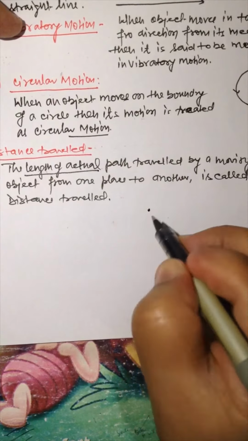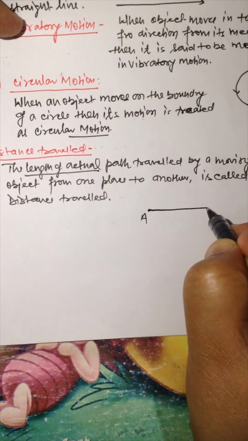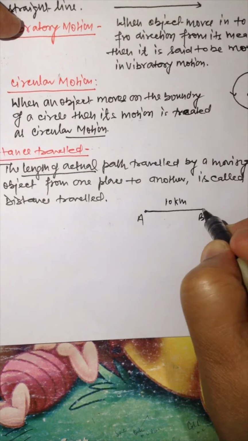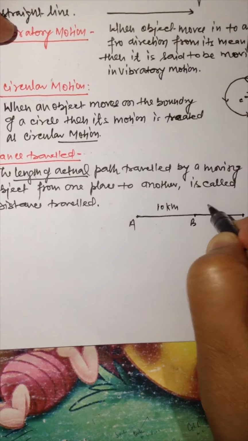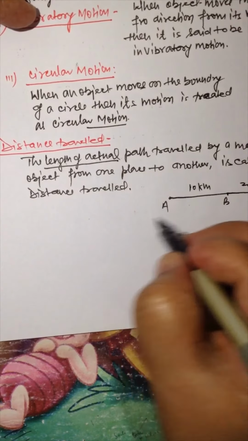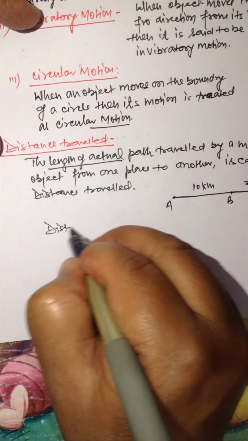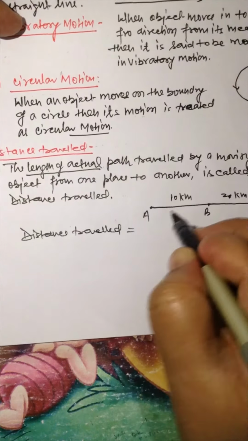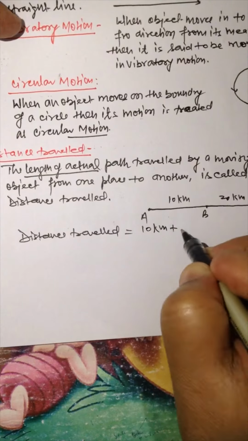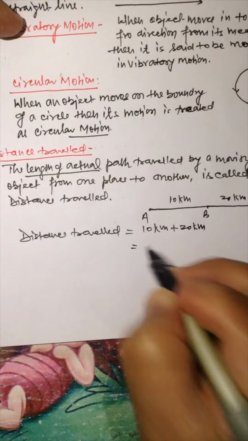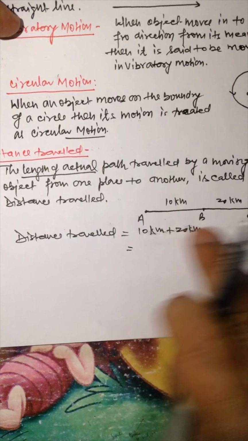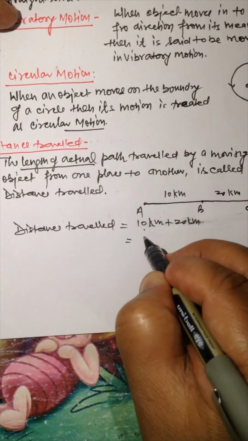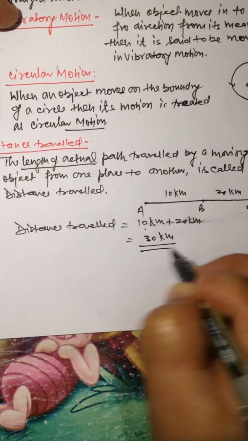Suppose, example लेते हैं. If an object is moving from A to B, this is 10 kilometer, and then from B to C, this is 20 kilometer. So how much distance it has traveled? Distance traveled is equals to how much? 10 kilometer plus 20 kilometers. So total length of path, total रास्ता जो उसने cover किया, that is what? A to B and then B to C. 10 kilometer and 20 kilometer. This is 30 kilometer. I hope you understood this.